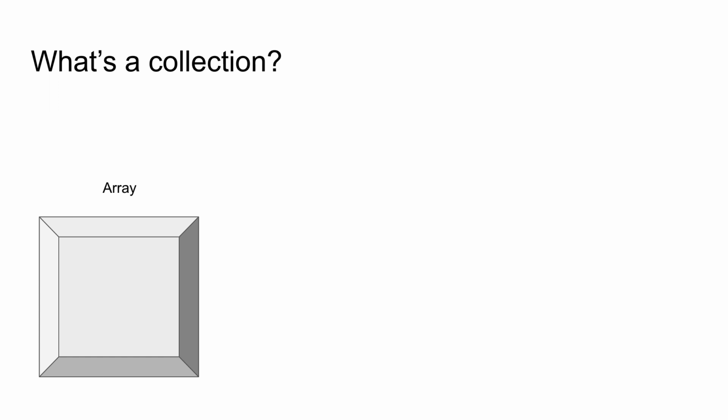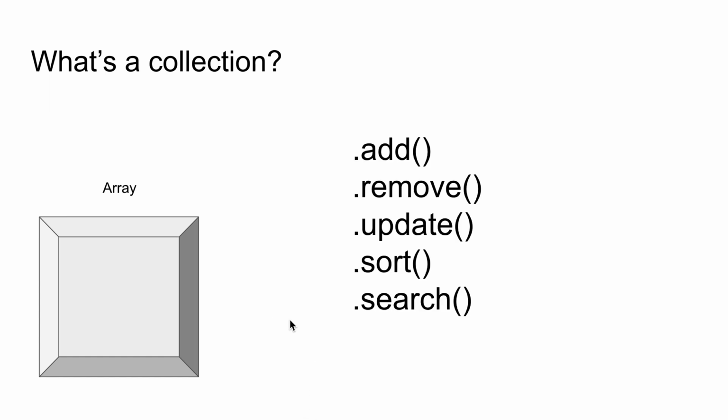Imagine an analogy: say the gods have given us things in our nature, in our world, and those things are primitive things. Then we as humans have created certain things with those primitive things that are now called man-made. So a collection would be man-made, and an array would be a primitive. A collection usually adds certain functionality that you can expect. All collections should have add, remove, update, sort, search, and other methods.